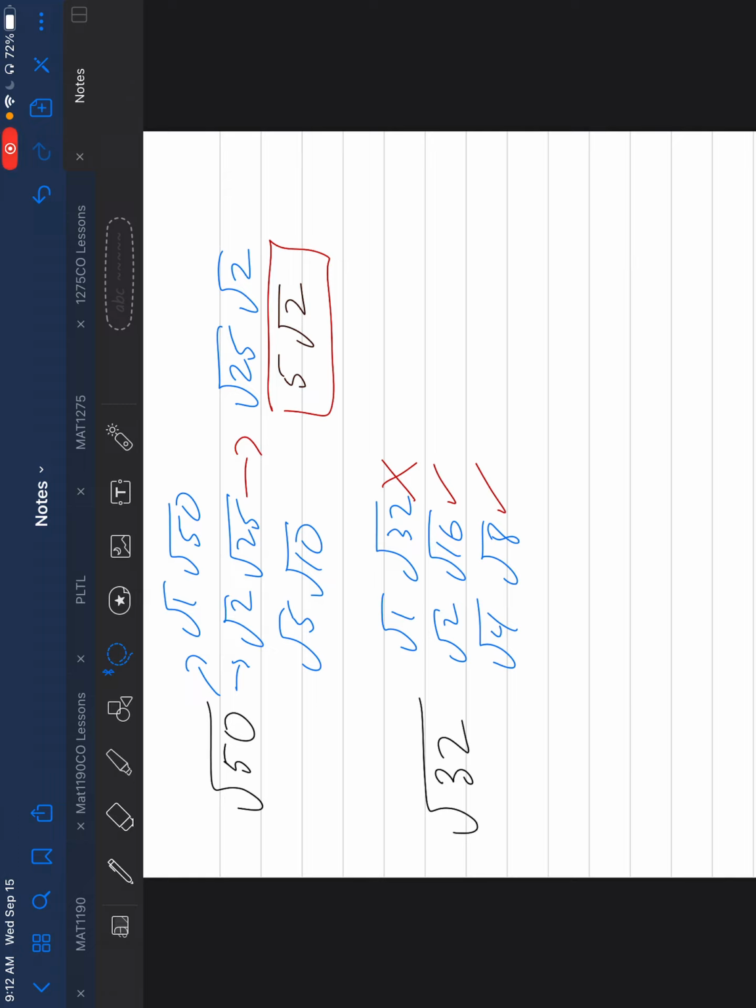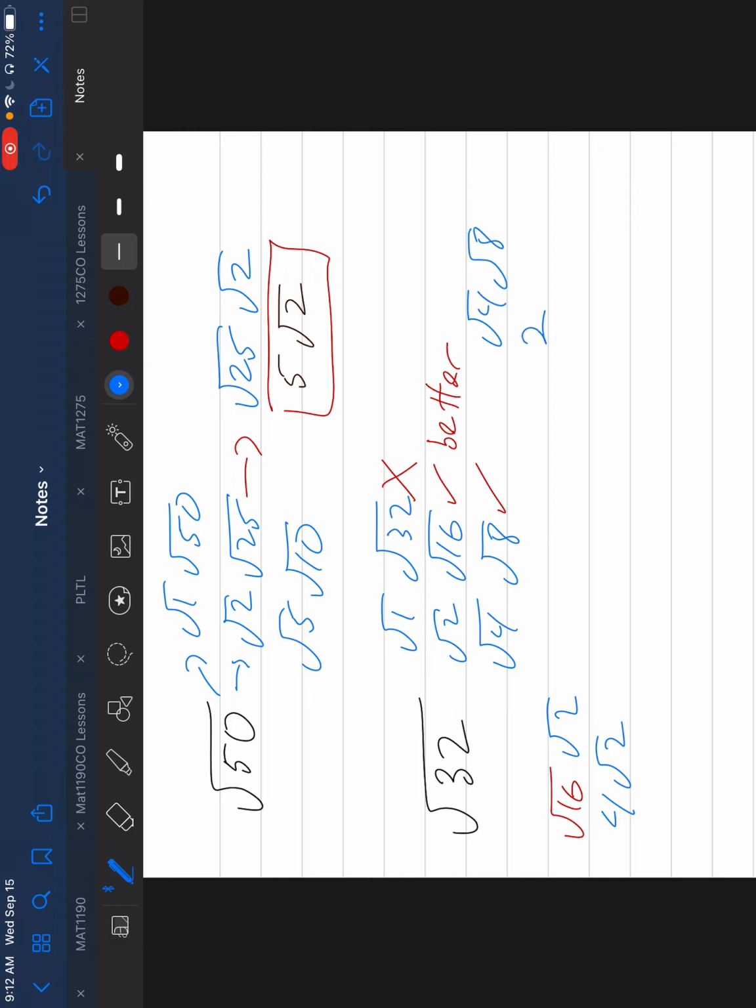Which one is the correct one? Both of them are technically correct, but this is the better one. Why? Because the perfect square is larger. So here we get radical 16 times radical 2, which is equal to 4 radical 2. Now let's suppose that we used radical 4, radical 8. We're going to take the square root of 4 to get 2.